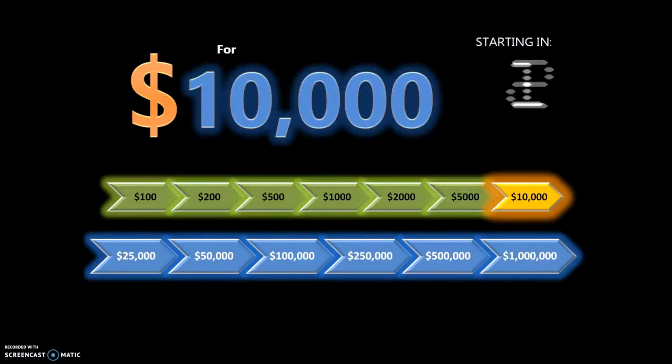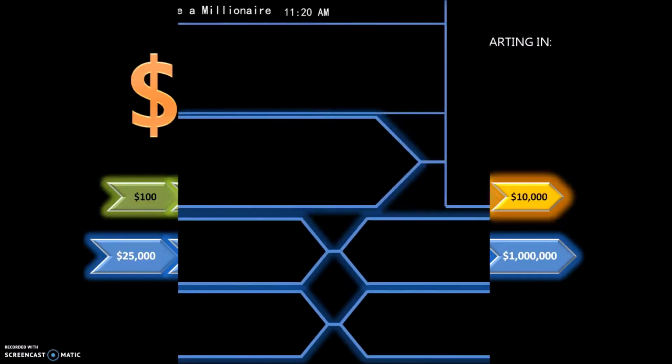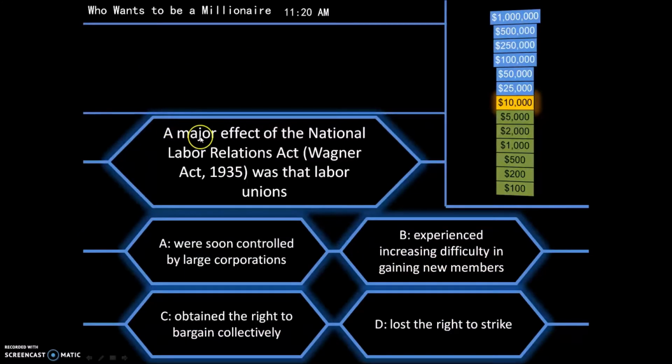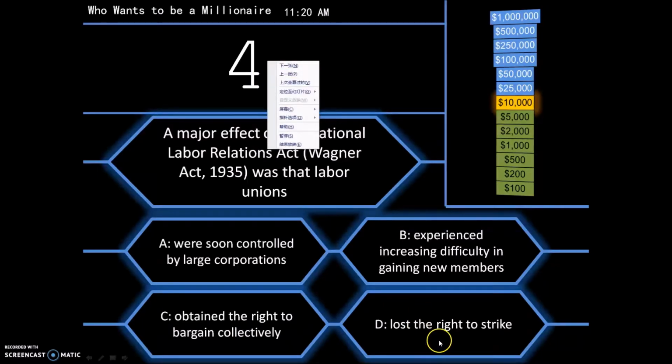Let's look now at the next question worth $10,000. A major effect of the National Labor Relations Act, the Wagner Act of 1935, was that labor unions, so you have the clue here, this one's related to the workers, but the answer must be related to this group. A, were soon controlled by large corporations. B, experienced increased difficulty in gaining new members. C, obtained the right to bargain collectively. And D, lost the right to strike.